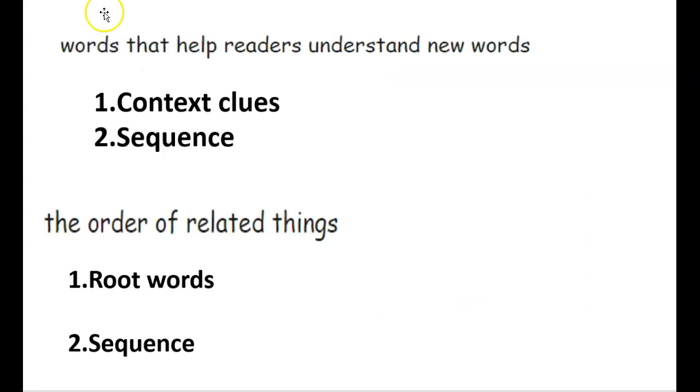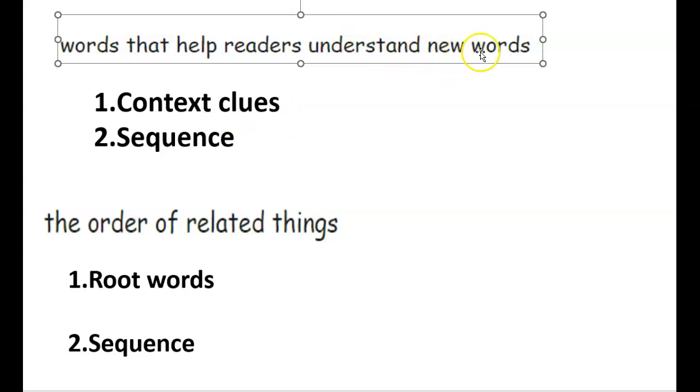We also talked about context clues and sequencing, words that help readers understand new words. I want you to think about which one that would be. Is it context clues or sequence? Words that help readers understand new words. And I'm going to use right here, new words. This is context clues. That's what the correct answer is. Clues are going to be understanding new words.